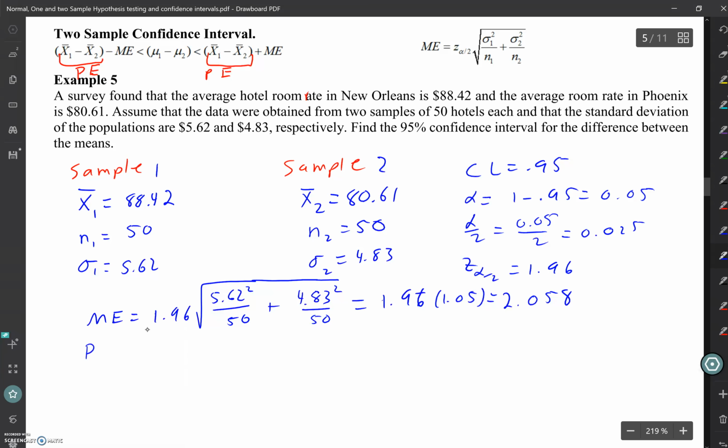All right, just for simplicity's sake, I'm going to find the point estimate before I kind of put the interval together. So I need to do x bar 1 minus x bar 2. So 88.42 minus 80.67. What is that going to give me? Oh, just keep writing all the wrong numbers. 7.81.